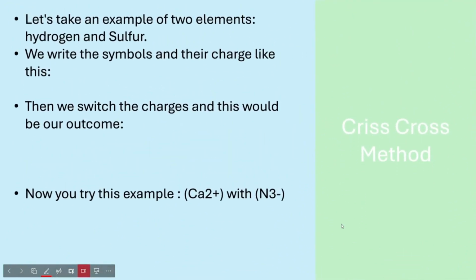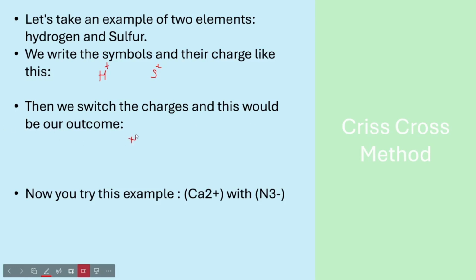The crisscross method. Let's take an example of two elements, hydrogen and sulfur. We write the symbols and their charge like this. So we'll write hydrogen, the symbol, and its charge, which is +1. And for sulfur, it is -2. Now we switch the charges and this would be our outcome.